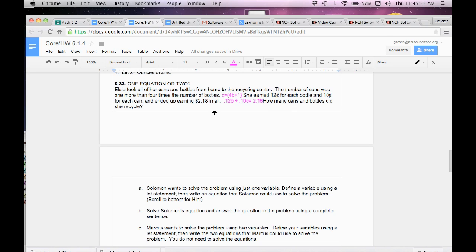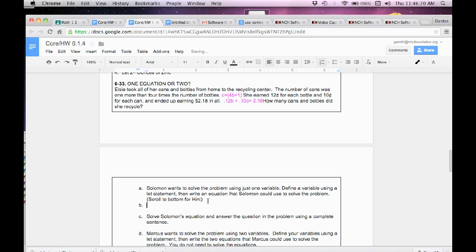How many bottles did she recycle? Okay. So Solomon wants to solve this problem using just one variable. So we're going to define a variable using a let statement, then write the equation so that Solomon could solve the problem. Okay, so what we know is that cans are related to bottles. So if we say let B equal the number of bottles, we can write this.